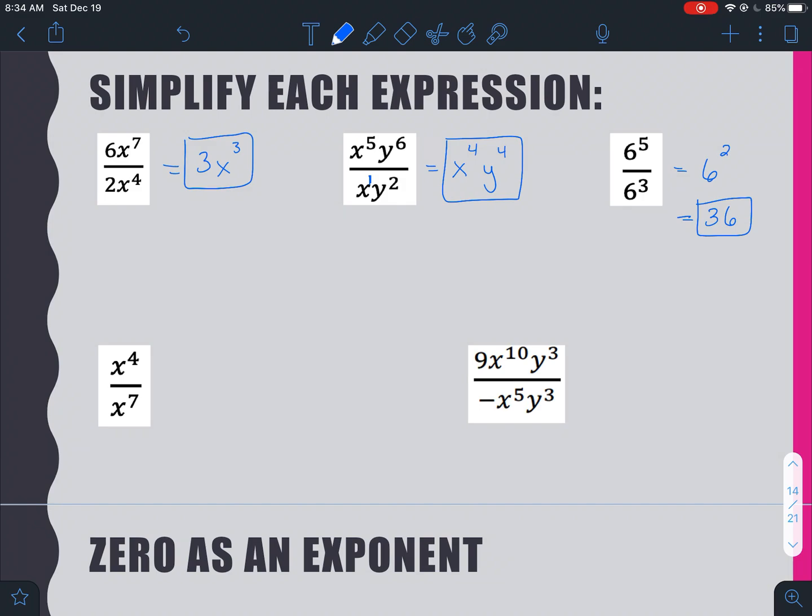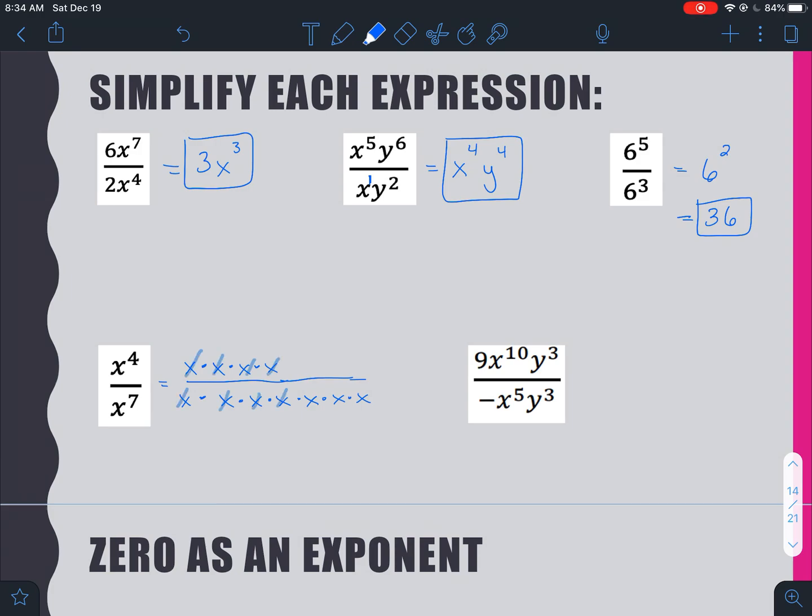Now notice on the next one, we have x to the 4th over x to the 7th. What's going to happen here? Well, let's expand it out. We have x times x times x times x over x times x times x times x times x times x times x.